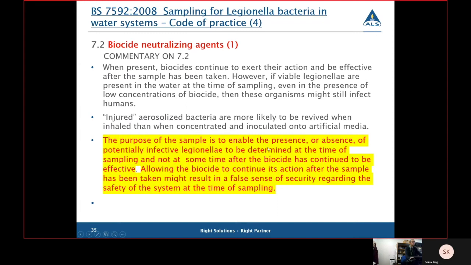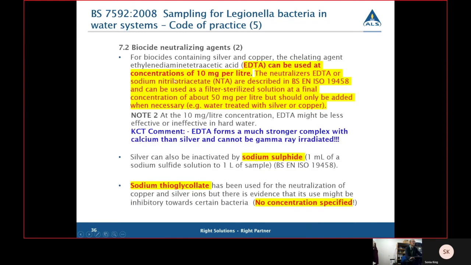So that is crucial. And as I've said earlier, there's a number of standards saying you can use EDTA, even as little as 10 milligrams per litre, and that is completely wrong. It actually says 10 milligrams per litre might be less effective in hard water. It's totally ineffective, take my word. It prefers calcium and silver. And also, if you've got EDTA in plastic bottles as a preservative, if you put them through gamma ray radiation, it decomposes the EDTA, it all turns greeny brown. So it's not a good thing.